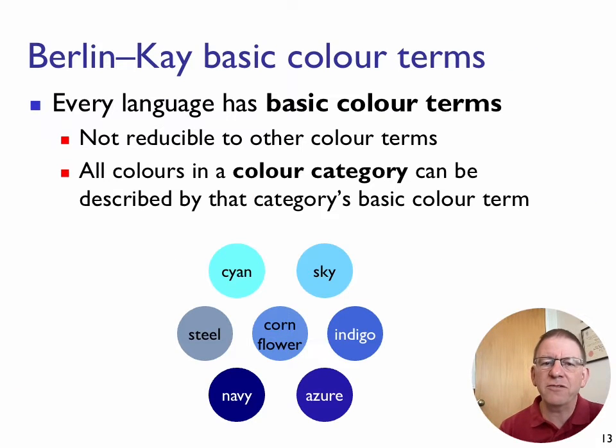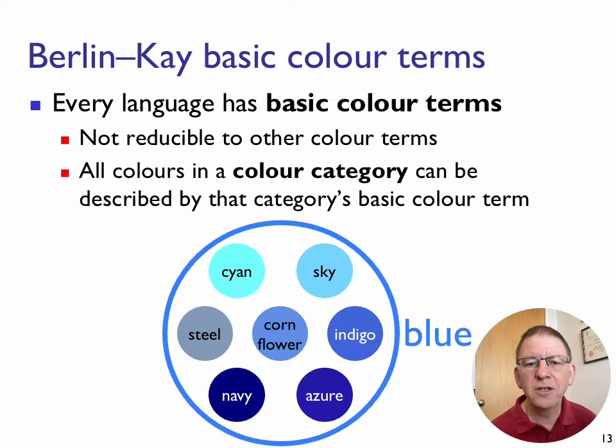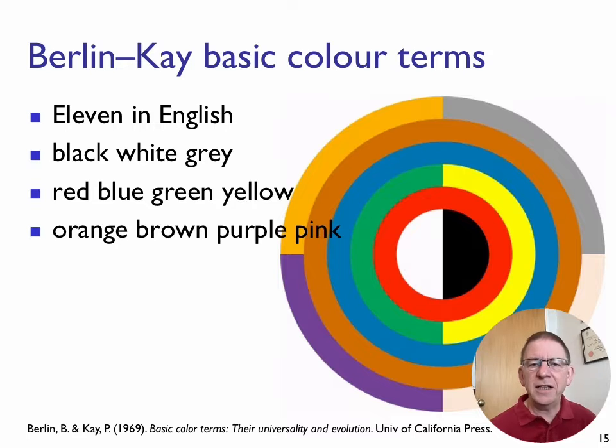Berlin and Kay's theory starts from the assumption that every language has basic colour terms that are not reducible to other colour terms. So there may be many words within a single colour category, but there is 1 or maybe 2 overarching words that describe that category. That's the word that you teach children when teaching them about colour. So in this case, these are our words in English for different shades of blue. But blue is the basic colour term. English has 11 basic colour terms: black, white, grey, red, blue, green, yellow, orange, brown, purple, pink.